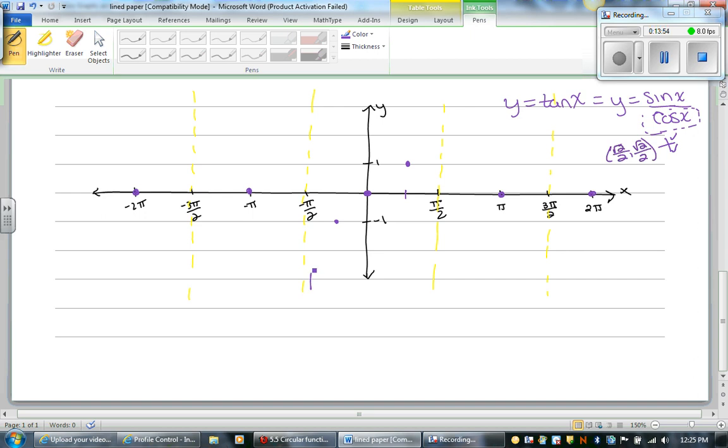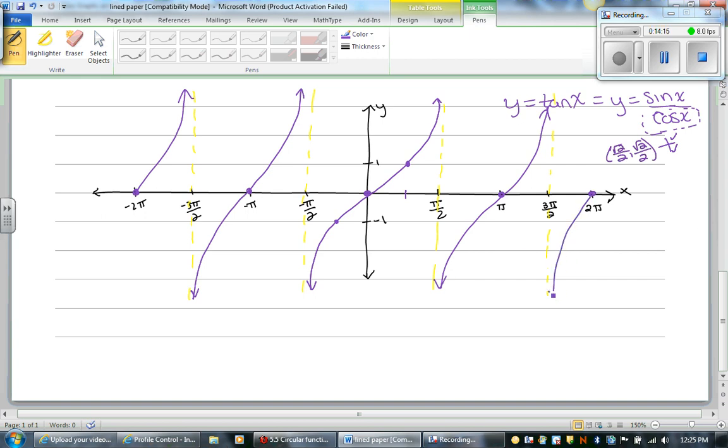And what we wind up with is this function that kind of looks like this. Okay, and it extends up to positive infinity, down to negative infinity. And it follows the same pattern for each section here. Okay. So it looks like this. There's tangent.